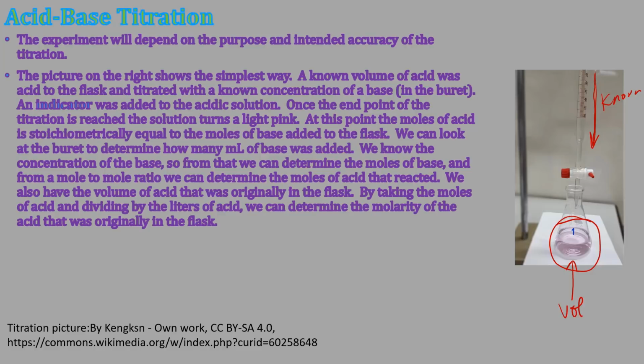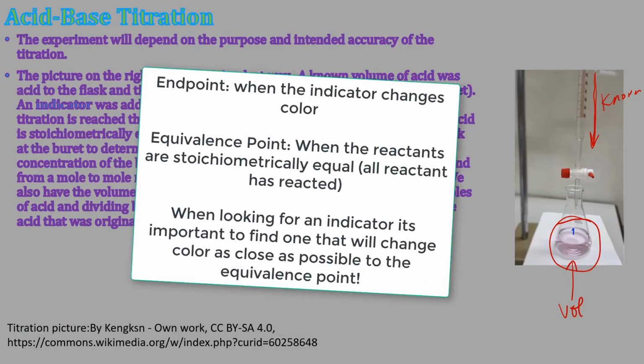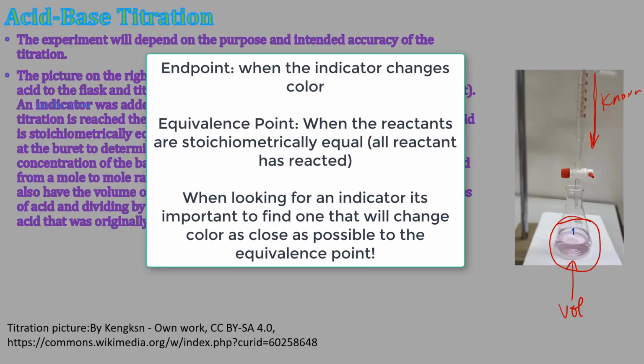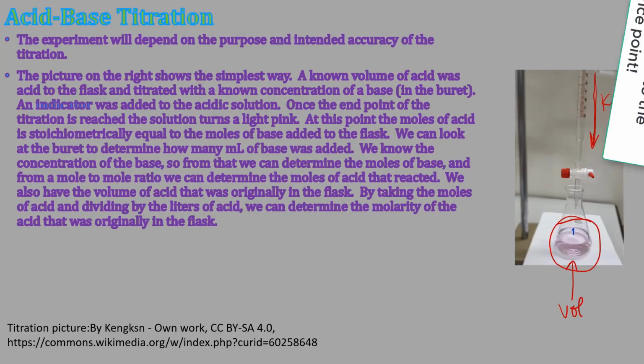The two things are not exactly the same. The end point is when the indicator tells you that it's over, and an equivalence point is when it's completely equal. The reactants are stoichiometrically equal, so their mole-to-mole ratio is equal there. But regardless, your endpoint should come very close to your equivalence point, so you have to pick the right indicator for that to happen. Anyway, so you can calculate your unknown concentration using this method. We've done this in class, and so you should be familiar with this process.